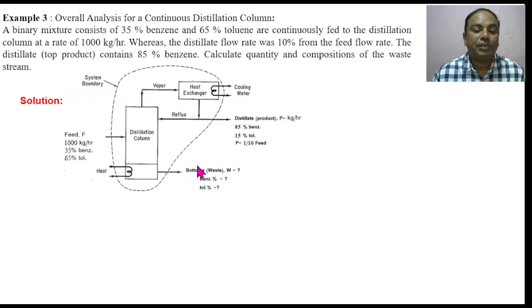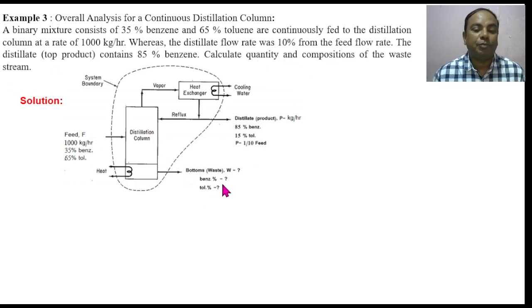Okay, so this is a bottom stream, and in this bottom stream there is a mass percent of benzene, some amount of benzene is there, toluene is also there. This is also unknown. Moreover, the total quantity of the bottom stream is also unknown. So this is what has been asked in the problem: calculate the quantity and composition of the waste stream.